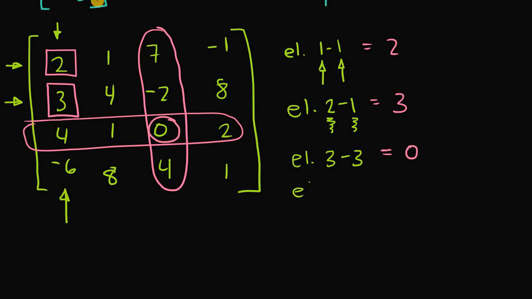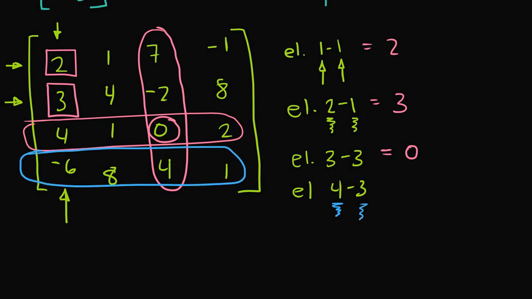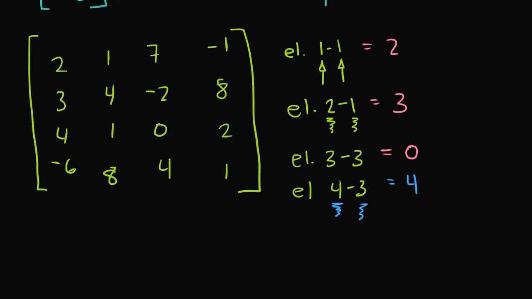How about element 4, 3? Well, this element refers to the fourth row and the third column. So the fourth row is right here. And the third column is this column right here. So the intersection of that row and column is this 4. So I've just cleaned up this matrix a little bit, and we'll do one more example.